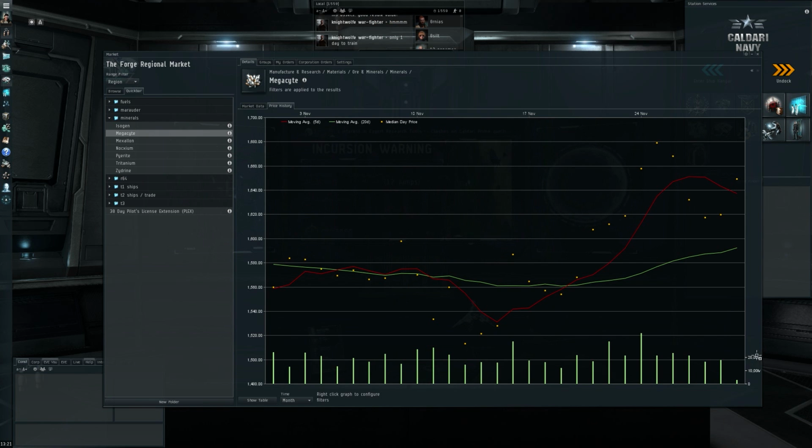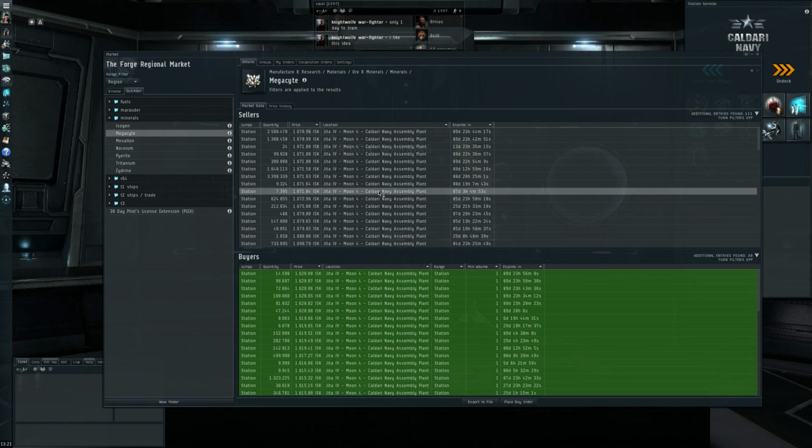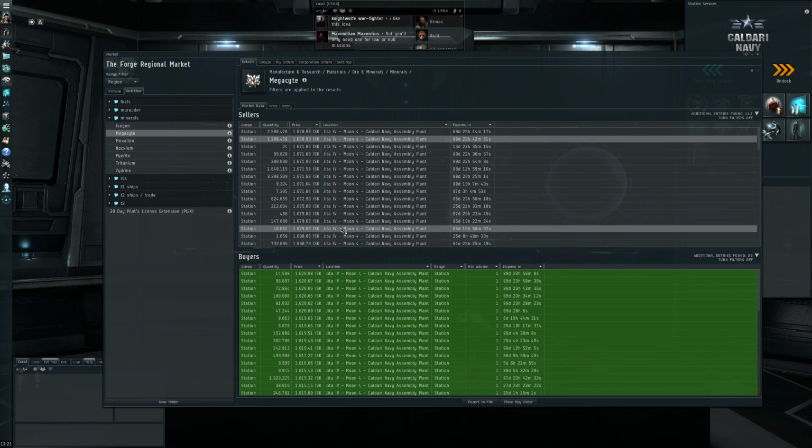Demand-wise, volume-wise, we see around 20 million being traded per day. And if I have a look here, there's actually a decent amount of supply coming in. That's very recent, 2.5 million, 1.3 million at the 1670 mark.